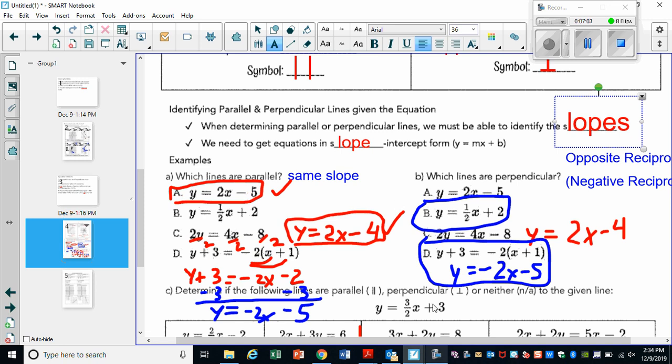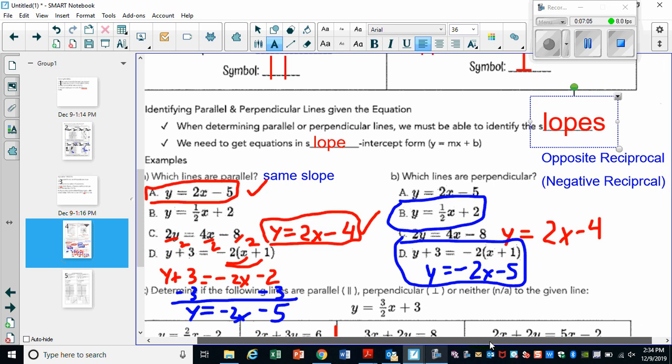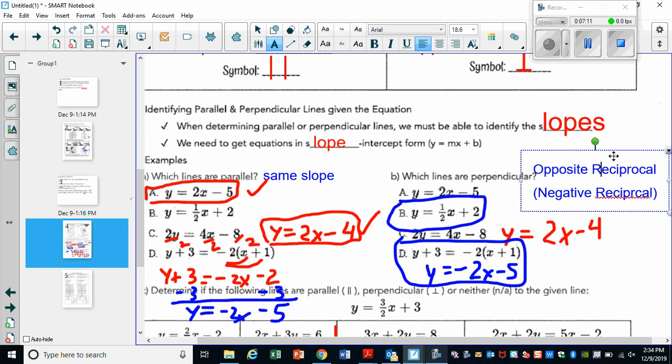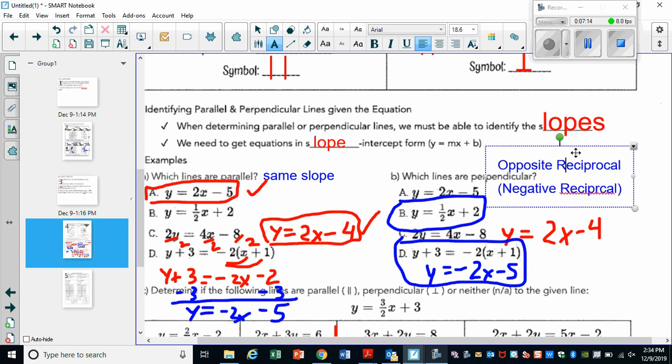Now, for determining perpendicular lines, you need the opposite reciprocal. So we're looking for opposite or negative reciprocals. So y equals 2x minus 5, that's option A. y equals 1/2 x is option B. C, we rewrote as y equals 2x minus 4. And D was y equals negative 2x minus 5.